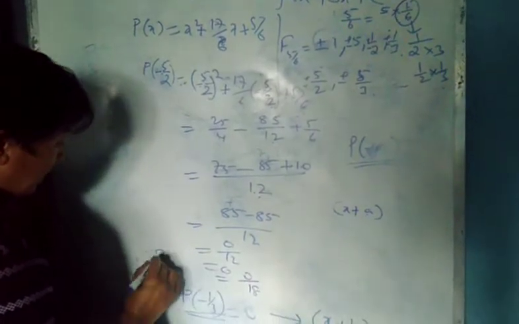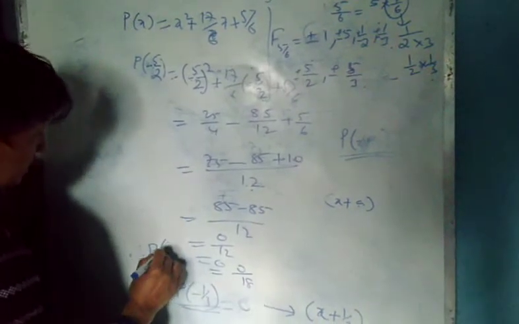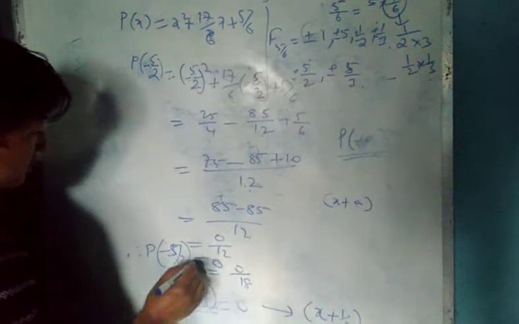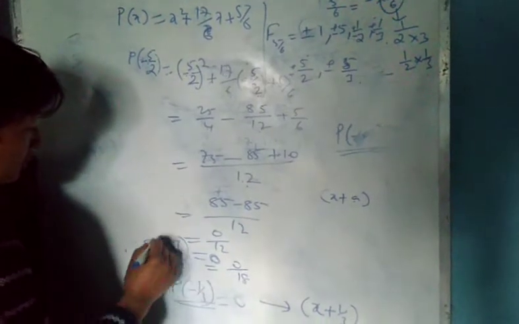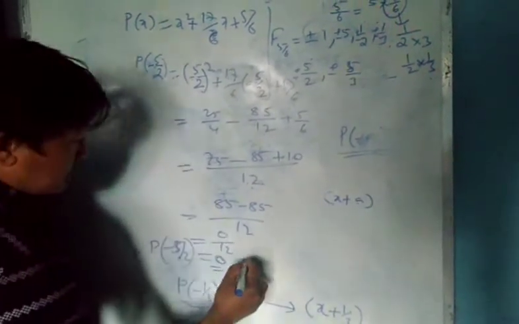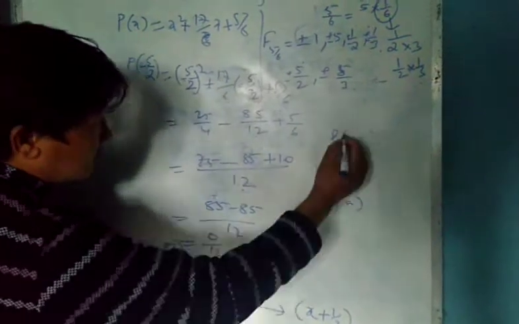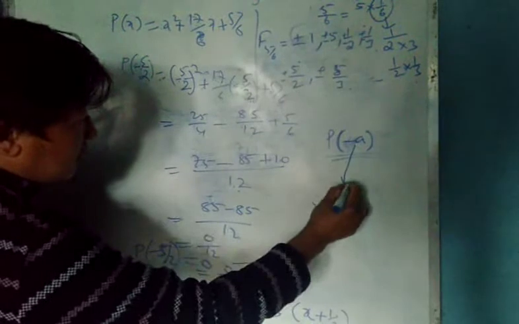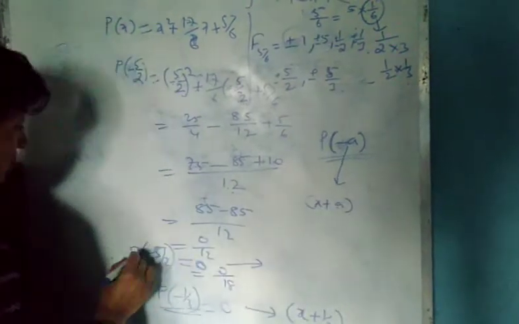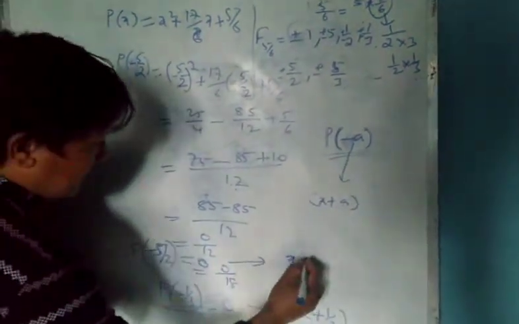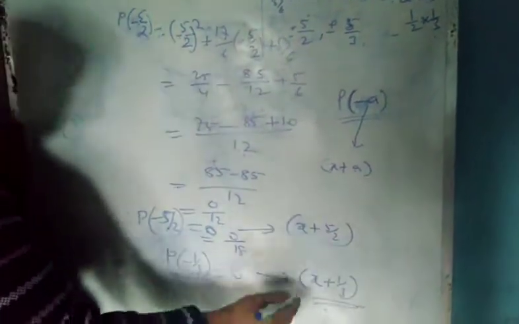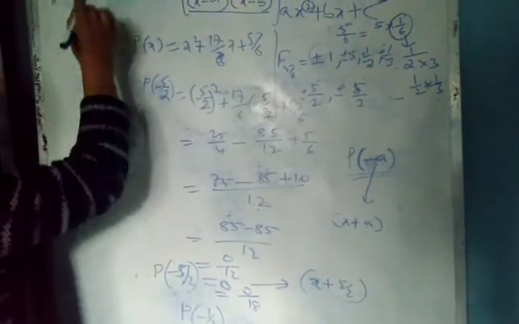That means p of minus 5/2 is nothing but the remainder we got, 0. So it is 0, p of minus 5/2 is 0. The corresponding factor, as said before, is x plus a when we have x minus a, so for minus 5/2 the factor is x plus 5/2. So what factors did we get ultimately for this polynomial?